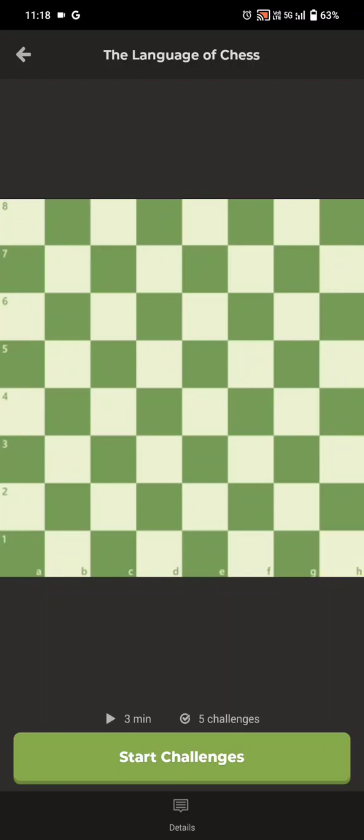Every rank is given a number, starting with 1 on the white side of the board and going up to the number 8 on the black side of the board. Each square is named by its coordinate pair. Let's meet some of the squares.